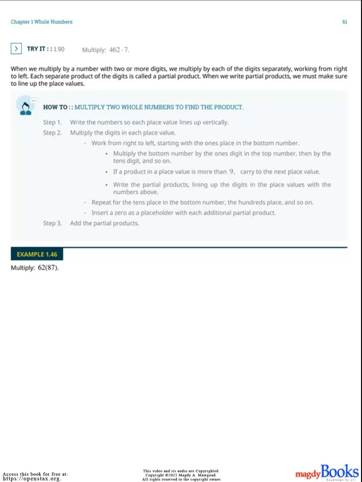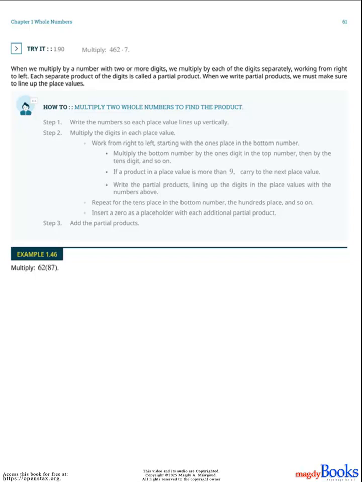How to multiply two whole numbers to find the product. Step 1. Write the numbers so each place value lines up vertically. Step 2. Multiply the digits in each place value. A. Work from right to left, starting with the ones place in the bottom number. A.1.